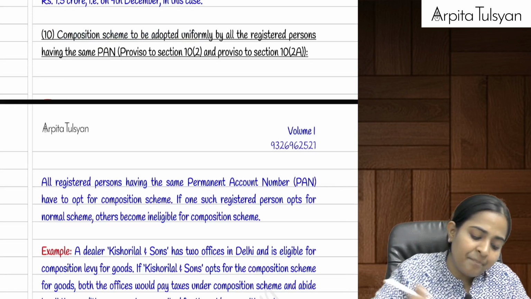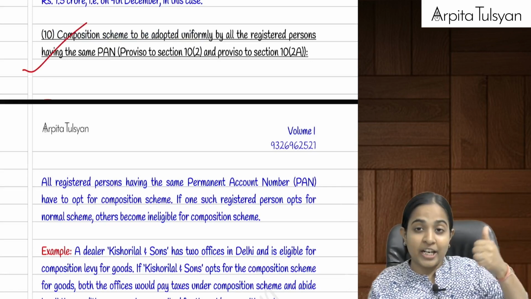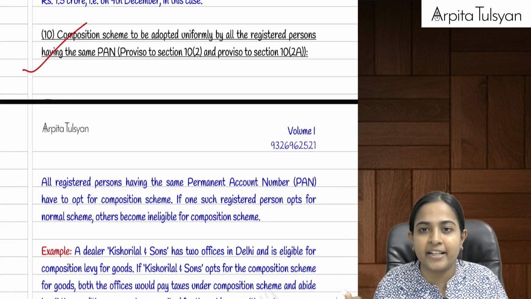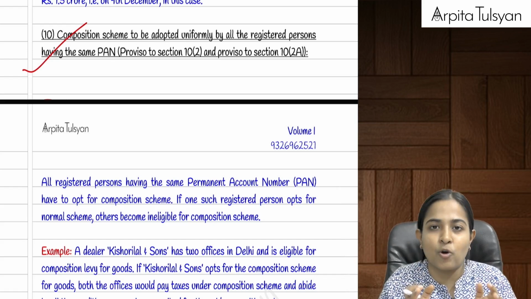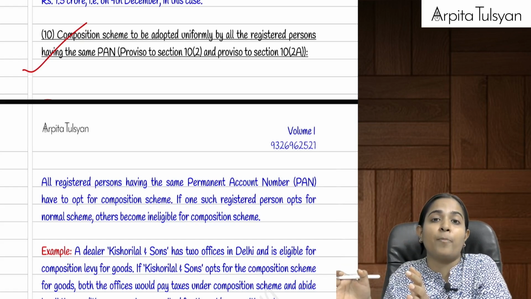And then the next point which I told you: when you were checking the aggregate turnover for the last year, you checked it for all the entities registered under the same PAN. If that threshold is not exceeded, then you can opt for the composition scheme. All the entities will have to opt for the composition scheme.